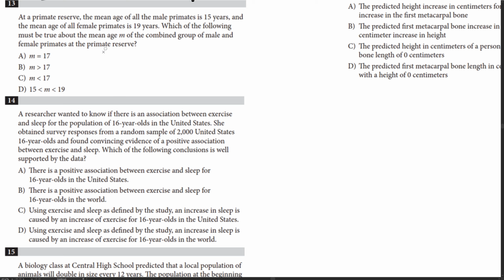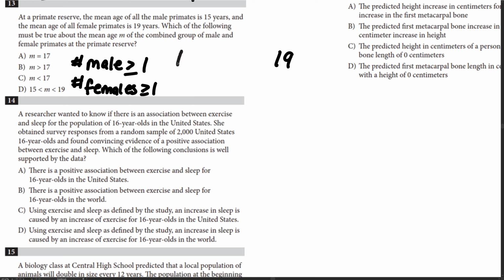So we know that they must contain male. Male has to be greater than or equal to 1. Females has to be greater than or equal to 1. And I'm referring to the number of male and female primates. So if the primate reserve was just all females, then the mean age would be 19. So that's the upper bound. And if we look at the mean age of all males, let's say that the primate reserve was all males, then we know that the mean would be 15.